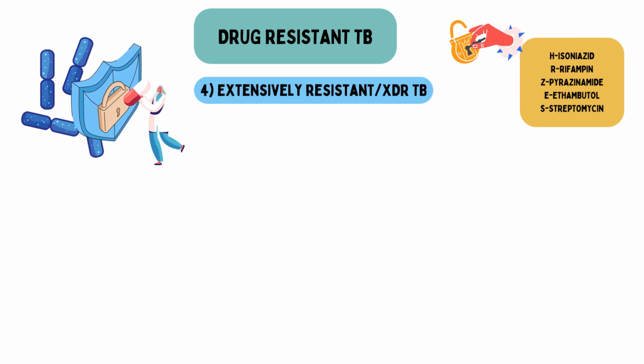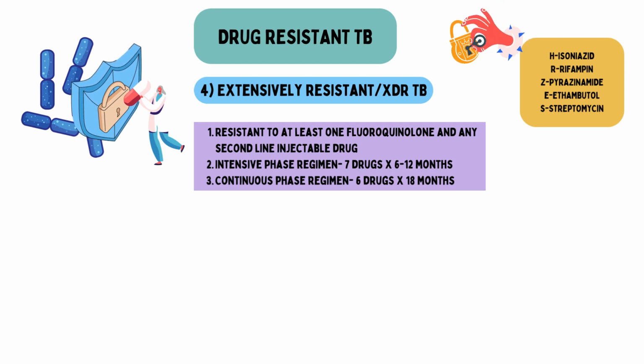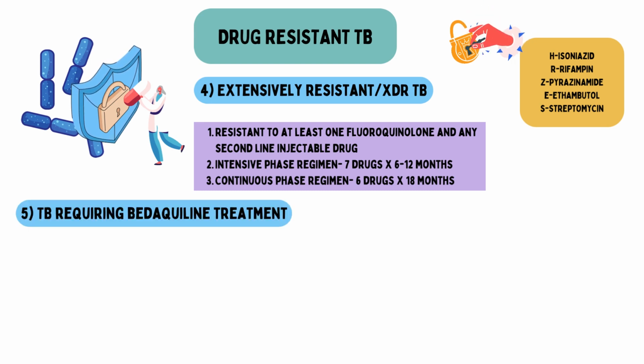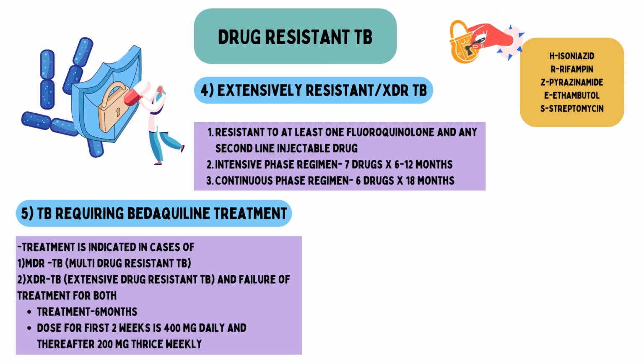In fourth, we have extensively resistant or XDR tuberculosis. It is resistant to at least one fluoroquinolone and any second-line injectable drug. Intensive phase regimen, 7 drugs are preferred for 6 to 12 months, and continuous phase regimen, 6 drugs are preferred for 18 months. And in 5th place, we have tuberculosis requiring bedaquiline treatment. In this, treatment is indicated in the cases of multi-drug resistant tuberculosis and extensively drug-resistant tuberculosis, and the failure of both MDR and XDR treatment regimens. For all cases of bedaquiline treatment, the duration is 6 months. Dose for the first 2 weeks is 400 mg daily, thereafter 200 mg thrice weekly.